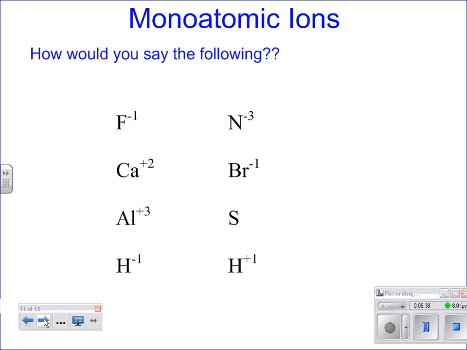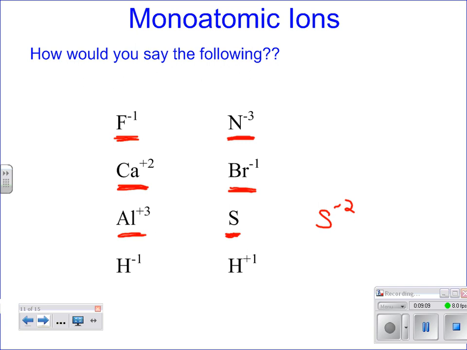Okay, so this is not on your notes, but just a little reminder about what we just said. If you saw something that said F-1, that is fluoride, calcium ion, aluminum ion. I'm going to come over here. Nitride, bromide. If it was S-2, that would be sulfide. But here it's just S, so that's sulfur. It's not an ion, it's just an atom of sulfur.